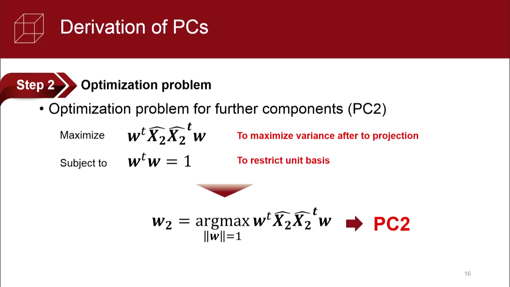We try to find the variance after projection of the x2 hat onto the W, so we try to maximize that variance, subject to the norm of the W being equal to 1. We'd like to find the unit basis. If you solve this optimization problem, we can find the second principal component.